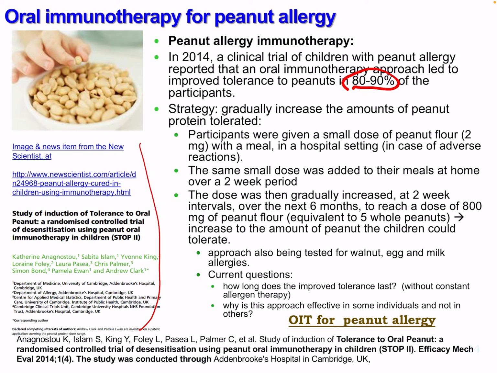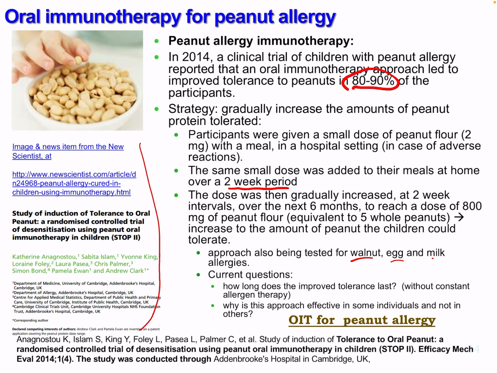Participants are given a small dose of peanut flour with a meal in a hospital setting. The same small dose was added to their meals at home over a 2-week period. The dose was then gradually increased at 2-week intervals over the next 6 months to reach a dose of 800 milligrams of peanut flour, which is equivalent to 5 whole peanuts. There was an increase in the amount of peanut the children could tolerate. Again, this approach is being used for walnuts, eggs, milk, and a lot of other things.